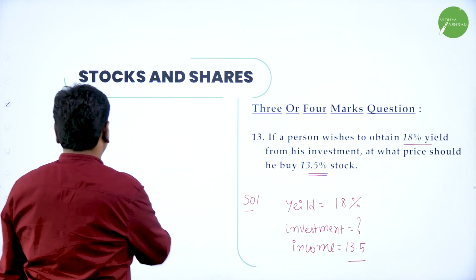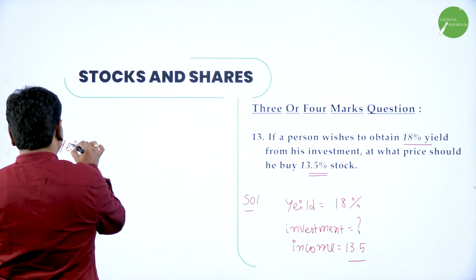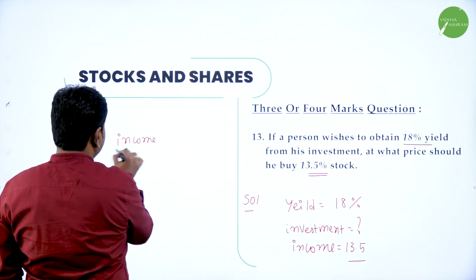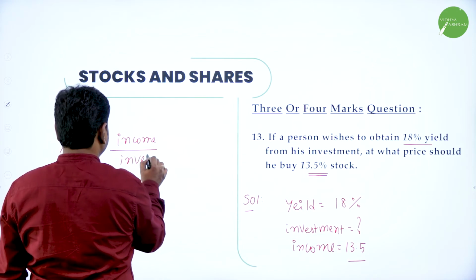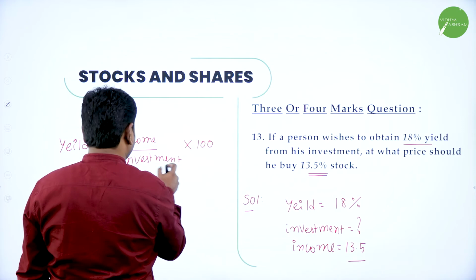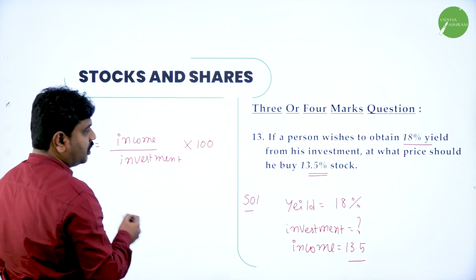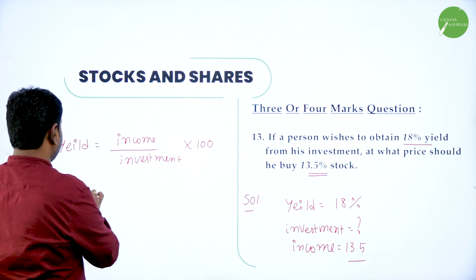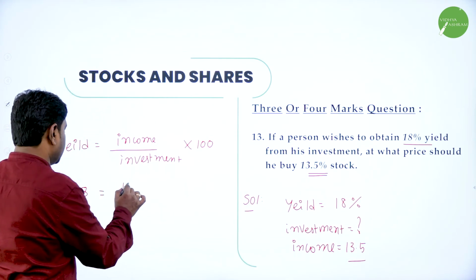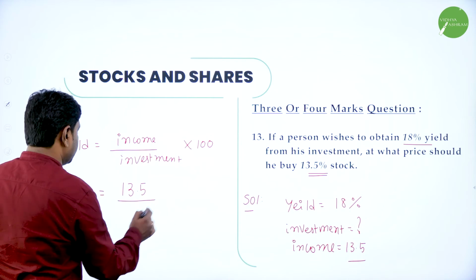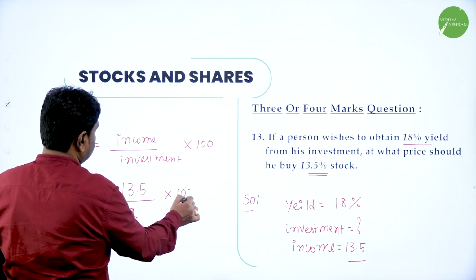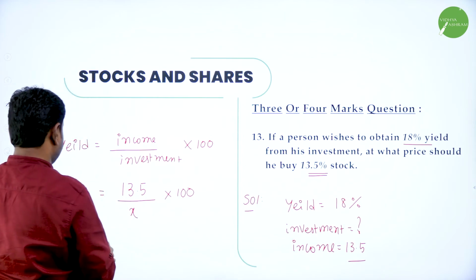So now use the formula. What is the formula? Yield is equal to income by investment. Investment is also called market value, or the rate at which he buys the shares or stocks. So now yield is 18%, so LHS is 18, income is 13.5, and investment, what is the investment? We don't know, that is X, and into 100. So rearrange and get X.